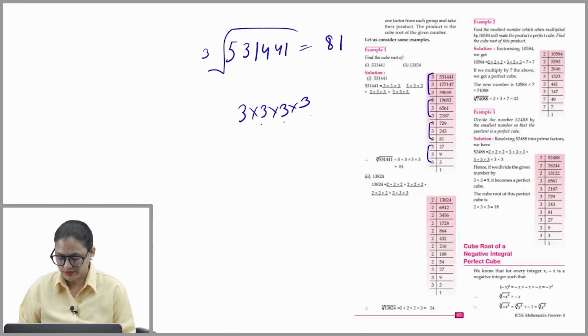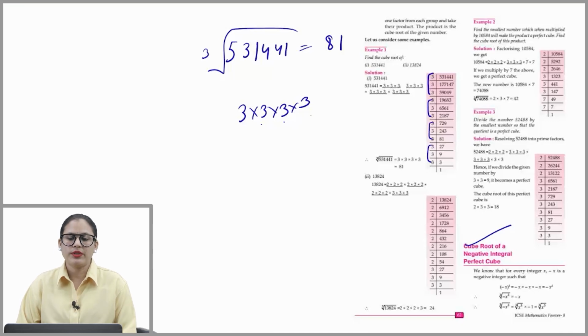Cube root of a negative integral perfect cube. We know that for every integer x, minus x is a negative integer such that minus x raised to the power 3 is minus x into minus x into minus x. And the cube root of minus x cube is equal to minus x, and the cube root of minus x cube is equal to the cube root of x cube into minus 1, which is equal to minus the cube root of x cube.